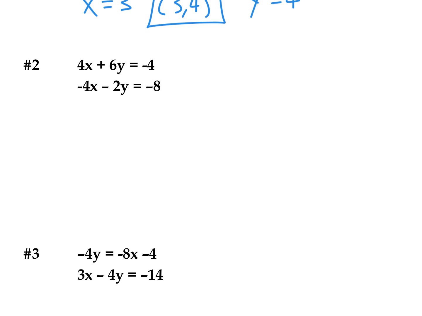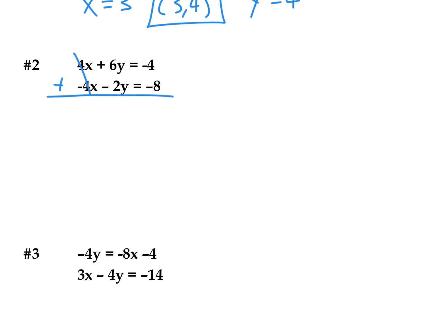We have 4x plus 6y equals negative 4 and negative 4x minus 2y equals negative 8. So I can see here, these won't eliminate by subtracting. 4 and negative 4, same coefficient, different signs. So now that they're different signs, I'm going to add the two equations together.